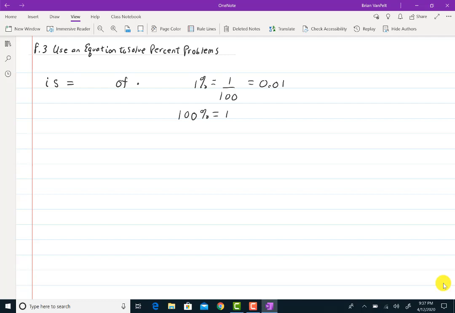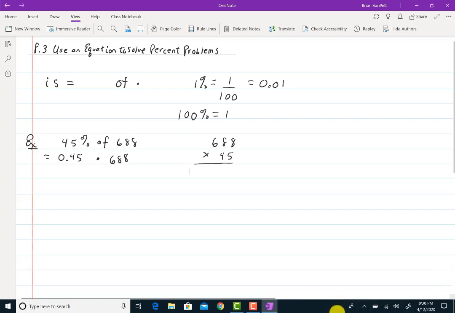Now, to solve these word problems, they're not really word problems, we'll get to those soon enough. We have something like this: 45% of 688. For this one then, do exactly what I wrote above. 45%, you want to change it to a decimal, so I'll do 0.45, and the "of" means multiplication, so I'll put a dot, 688. To finish this multiplication off, I'll do 688 times 45, and then I'll handle the decimals when I finish this. So let me go ahead and start.